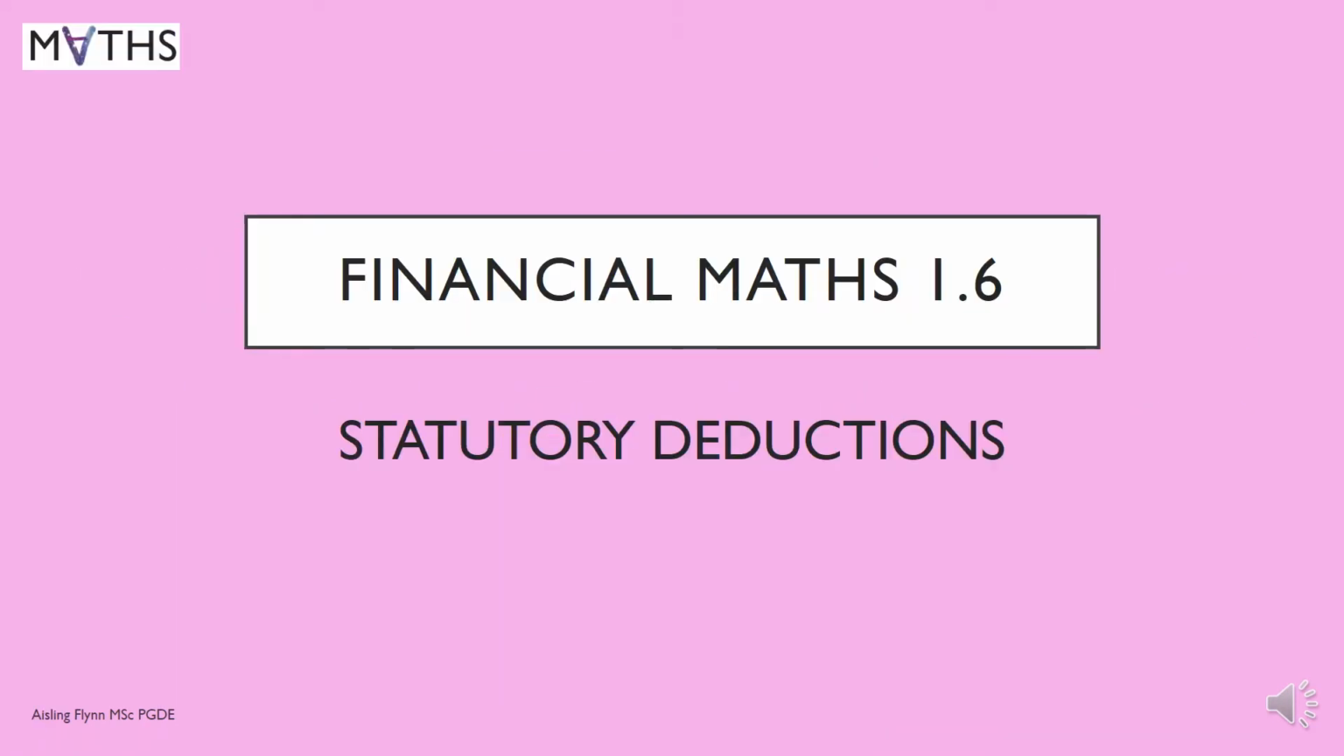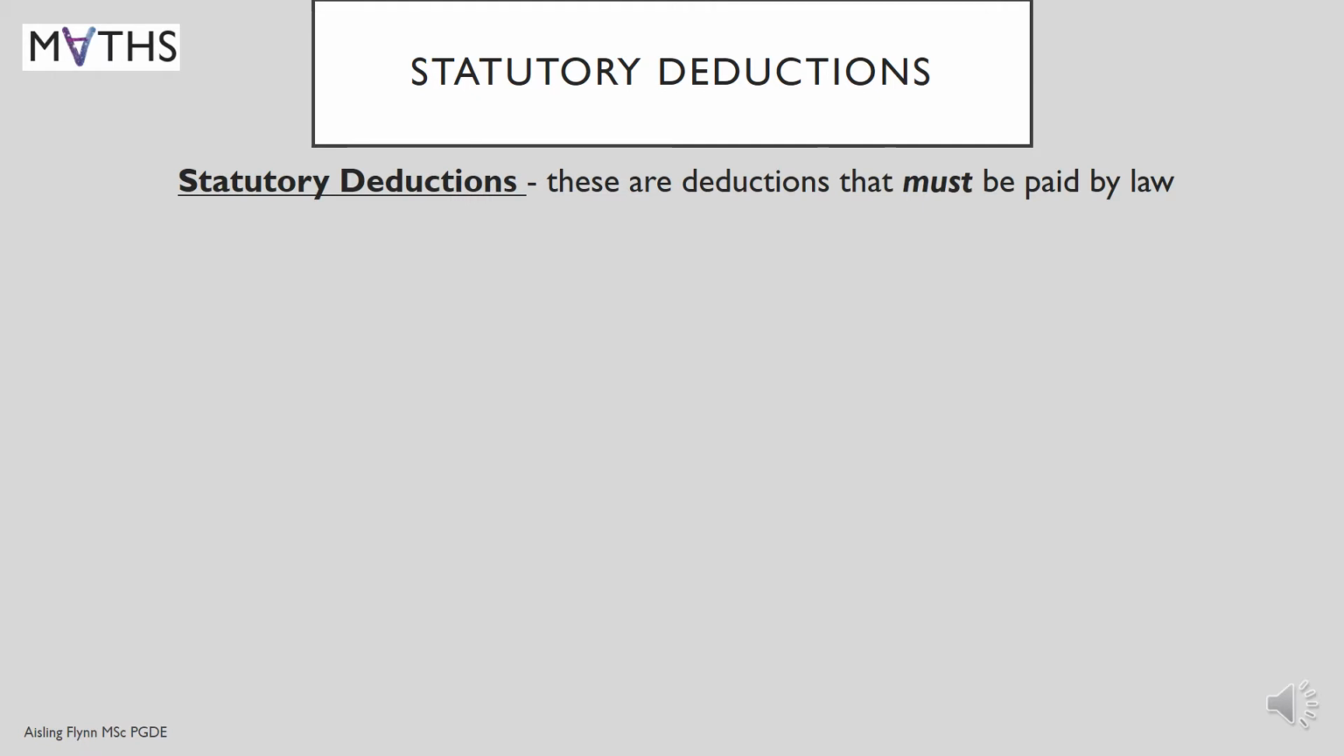This is Financial Maths 1.6, Statutory Deductions. Statutory deductions are deductions that must be paid by law. The first of those is income tax, or PAYE, pay as you earn, and we looked at this in the previous video. The second one is USC.